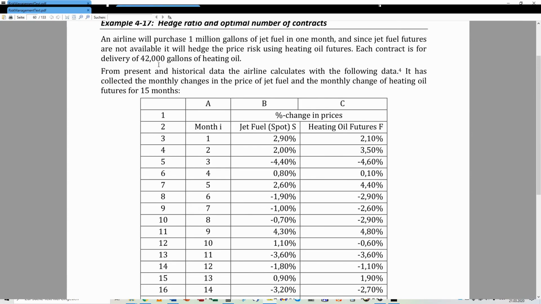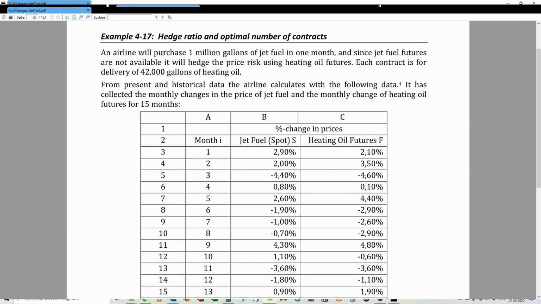So let's assume an airline intends to purchase 1 million gallons of jet fuel in 1 month, and that jet fuel futures are not available. It may want to hedge the price risk using heating oil futures. Maybe the heating oil futures go a little bit like the jet fuel prices. Each contract is for delivery of 42,000 gallons of heating oil.